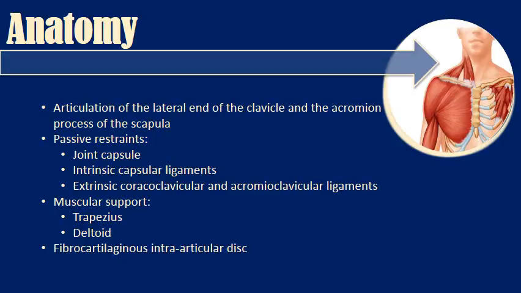The AC joint also contains an intra-articular fibrocartilaginous disc that serves to increase congruency of articulating surfaces by linking the hyaline cartilage-covered surfaces of the acromion and the clavicle.